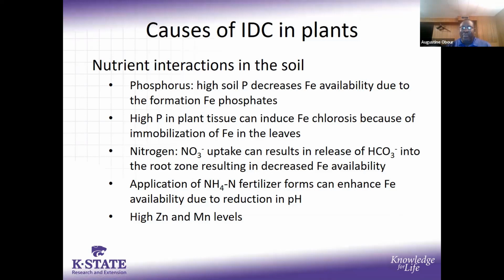On the other hand, if you apply ammonium-based fertilizers in these high pH soils, this ammonium fertilizer has to be converted to nitrates, and in the process, hydrogen ions are released. These hydrogen ions can decrease the soil pH just around the root zone, and this can help to increase iron availability for the plant. Then there are also antagonistic interactions with zinc and manganese. If you have high levels of zinc or manganese in the soil, that can also affect iron availability for plant uptake because there's going to be some competition between these micronutrients.